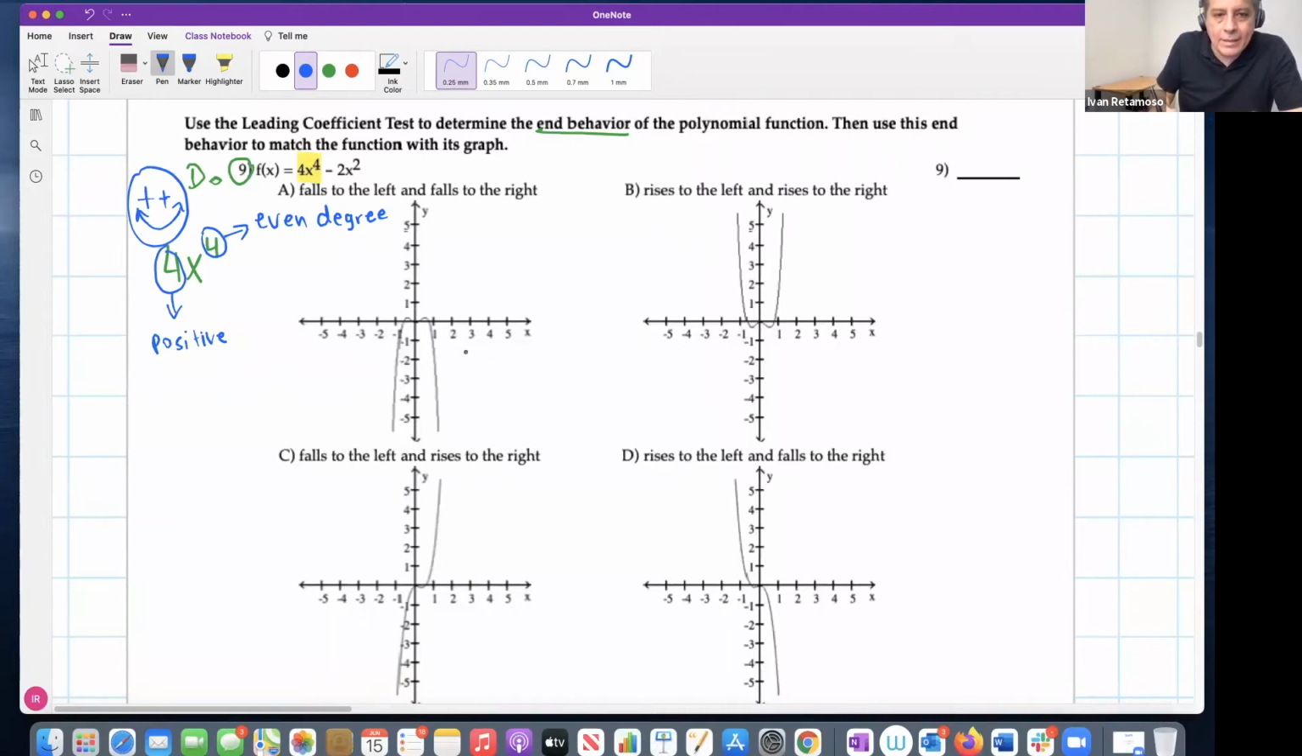It cannot be this, it's chair-like. It cannot be this. It could be either this or this, but since you see this opens up, the parabola opens up, it has to be this. And clearly it rises to the left and rises to the right. Both. So this guy. You follow us?